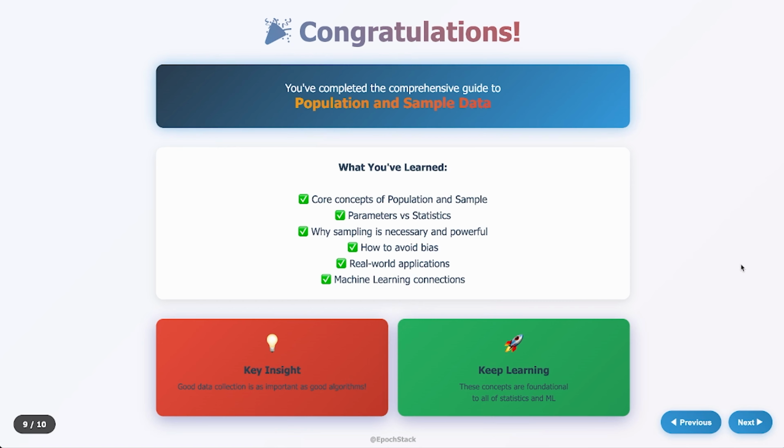So congratulations to all of you. You have completed the comprehensive guide to population and sample data. Let me repeat what you have learned so far. We have studied the core concepts of population and sample, then parameters versus statistics, that is, what the population is and what the sample is. Then we studied why sampling is necessary and powerful, then how we can avoid bias, then the real-world applications of population and sampling and its connection with machine learning.